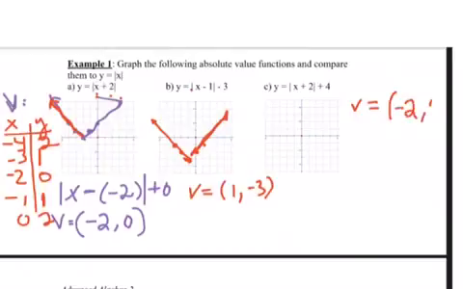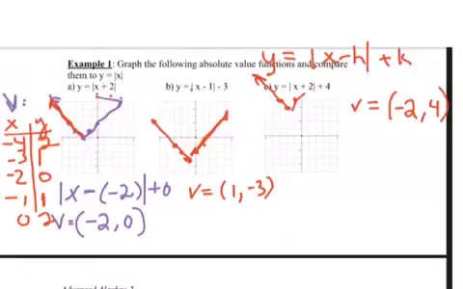And last but not least, C. My h is negative 2, my k is 4. We're following the function y equals absolute value of x minus h, plus k. Okay, so I've got negative 2, positive 4, and I only have space to go up 1 and to the right 1, and up 1 to the left 1 in both cases. So it looks something like that.